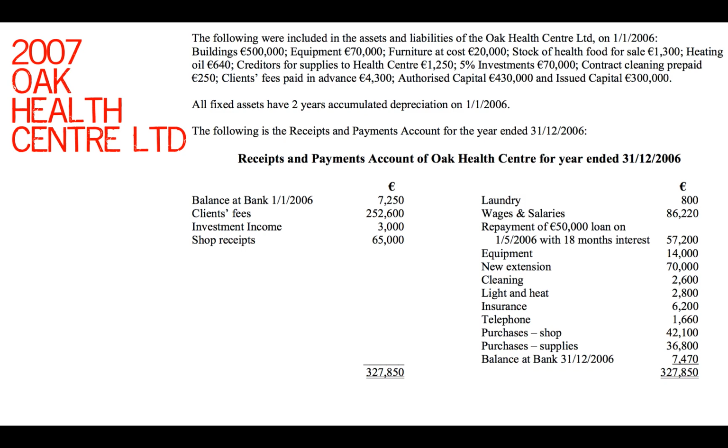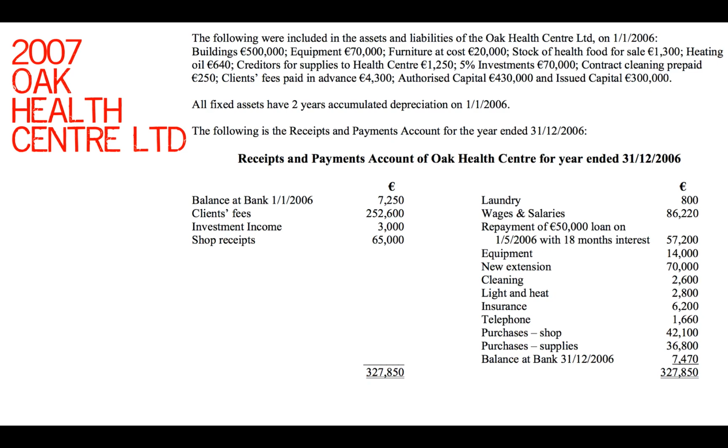creditors for supplies to health centre €1,250, 5% investments €70,000, contract cleaning prepaid €250, clients' fees paid in advance €4,300. Authorised capital €430,000 and issued capital €300,000. All fixed assets have 2 years accumulated depreciation on the 1st of 1st 2006. The following is the receipts and payments account for the year ended 31st of the 12th 2006.